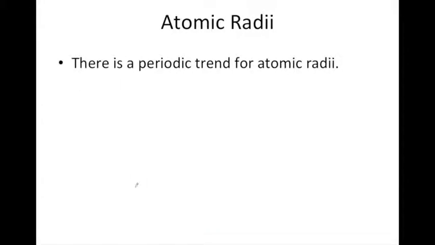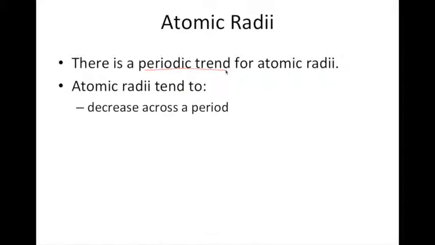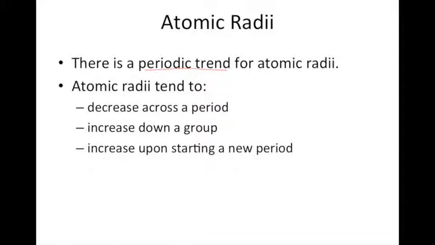Now, another thing that's very important to appreciate is not just how it's measured, but the periodic trends that are related to atomic radii. Atomic radii tend to decrease as we move from left to right across a period. They tend to increase as we move down a group, and they increase when we start a new period.